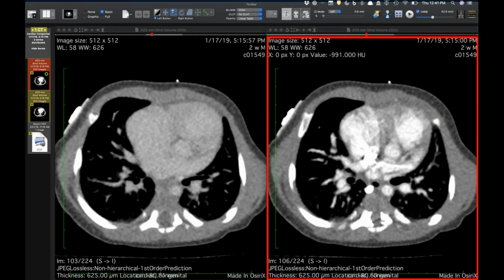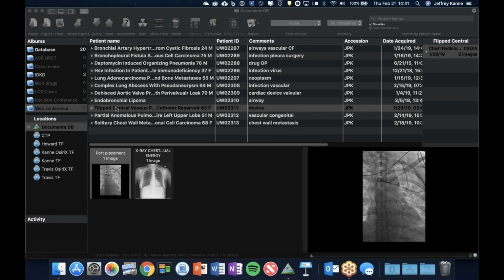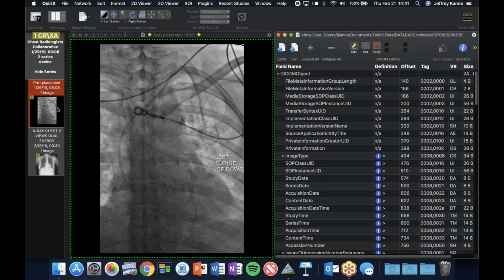All righty, let's see what we can do. All right, so this is a cool case. David has shown something like this before. Yeah, we don't need that.